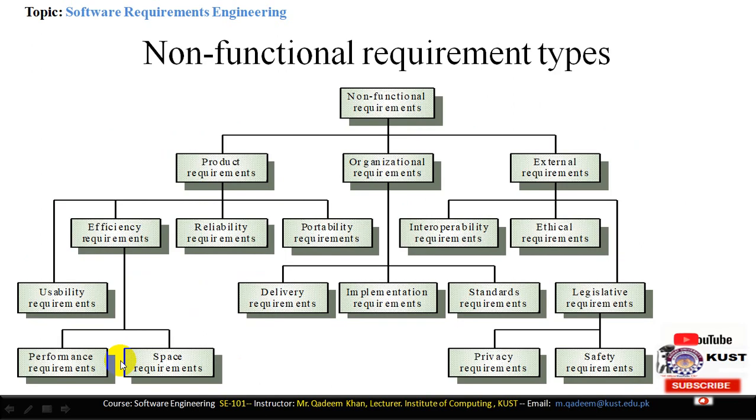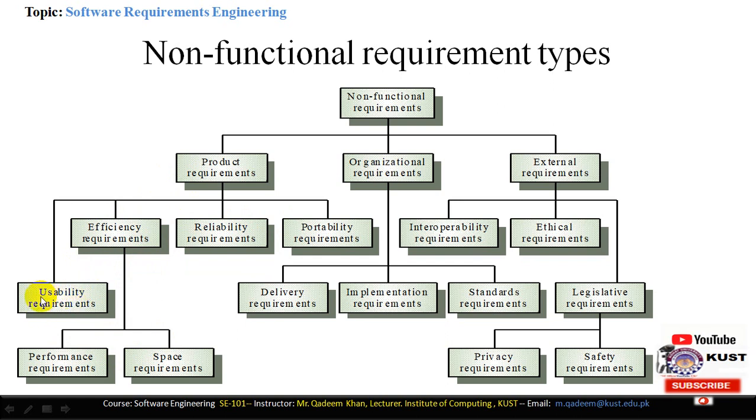Okay, now this is the tree which represents all sorts of non-functional requirements. As we already discussed, non-functional requirements are split down into product requirements, organizational requirements, and external requirements. There are three different types of non-functional requirements. Now, product requirements are split into multiple other non-functional requirements. For example, usability requirements, efficiency requirements, performance requirements and space requirements, and also reliability and portability requirements. Now, we will discuss each and every one in a little bit of detail.